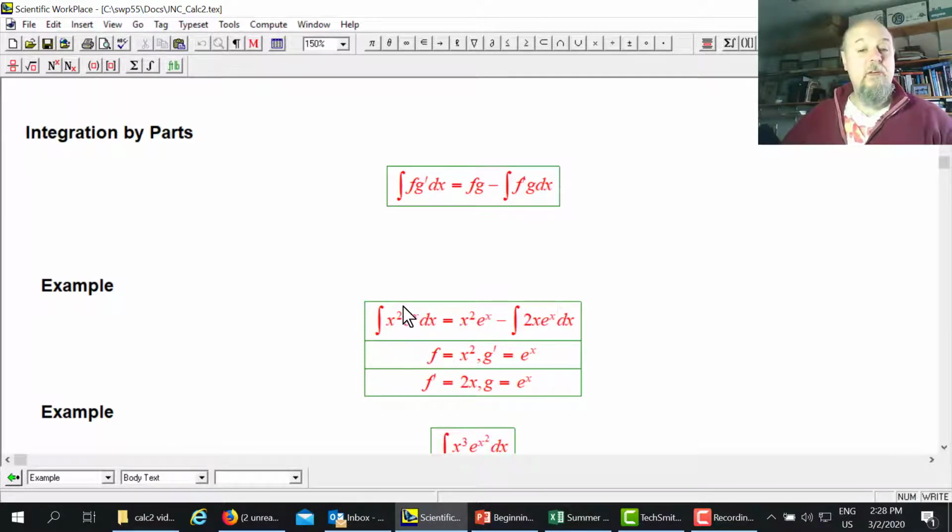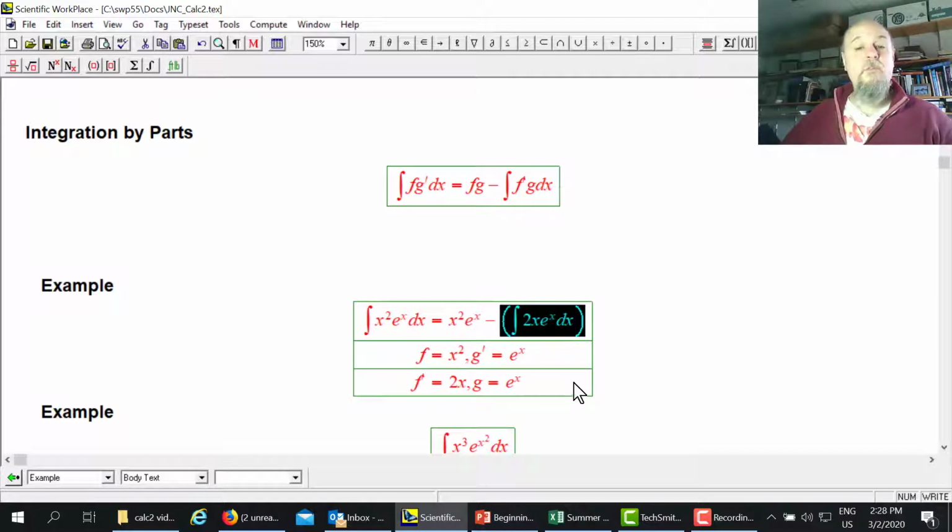It is. This was x squared e to the x. This is only x e to the x. So it's got simpler by one step. But we're not done yet. I can't immediately integrate this. How am I going to integrate this? I'm going to use integration by parts. So I'm doing this second integral here with integration by parts.